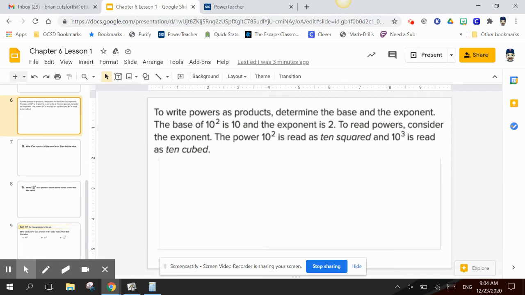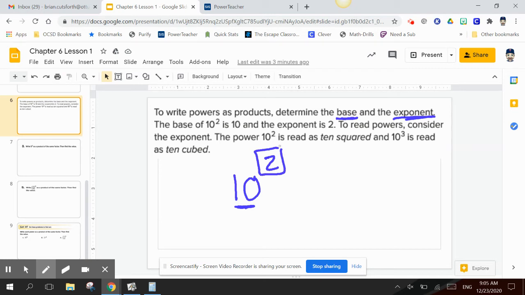So to write powers as products, we're going to determine the base and the exponent. So we have 2 things we're looking for. The base number is the big number that we're multiplying. Our exponent is the number that's up in the air. It's our power. It's how many times we're going to multiply that. So the base of 10 to the 2nd power is 10. Our base is 10 because it's our big number. It's the one being multiplied. And 2 is our exponent because it's up in the air.